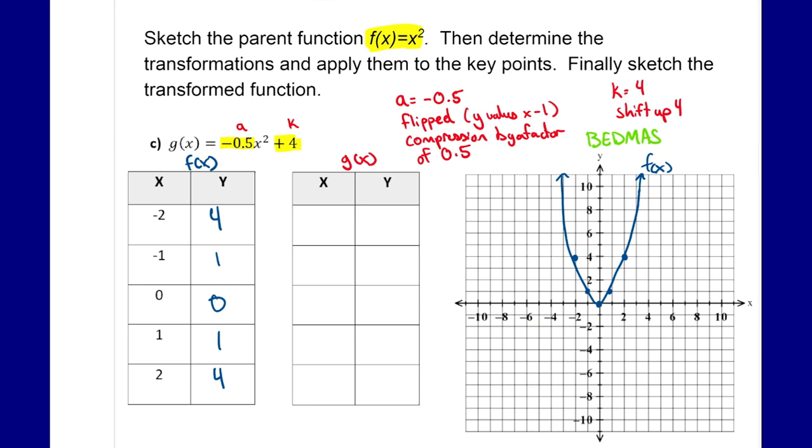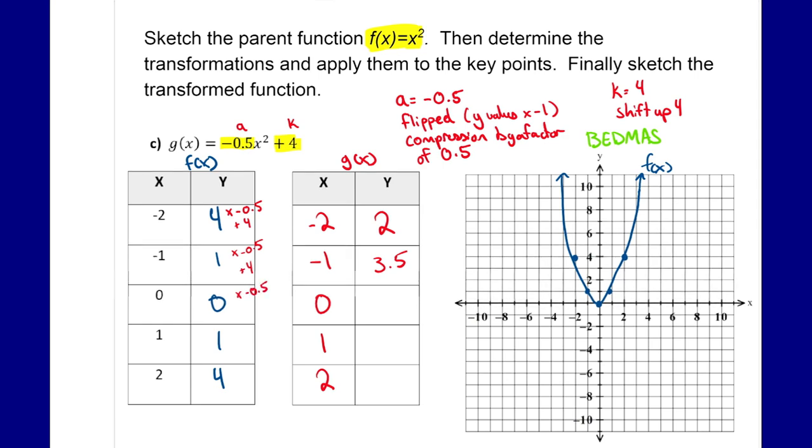So we're going to take each y value. Let me actually just write out the x's so we don't forget those. Those are not going to change, but the stretch, the flip, the compression, and the shift up are all going to affect the y. So we're going to multiply our y value by negative 0.5, and then we're going to add 4. So 4 times negative 0.5 is negative 2, plus 4 is positive 2. 1 times negative 0.5 plus 4 is 3.5.